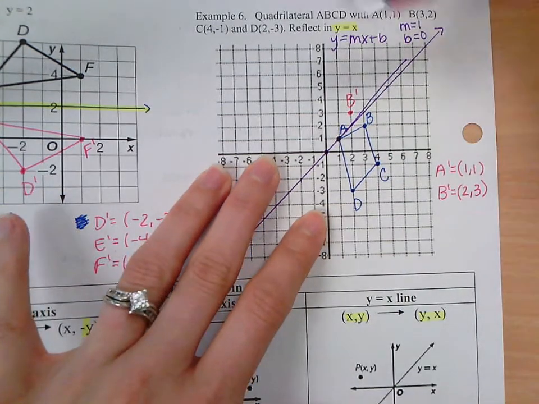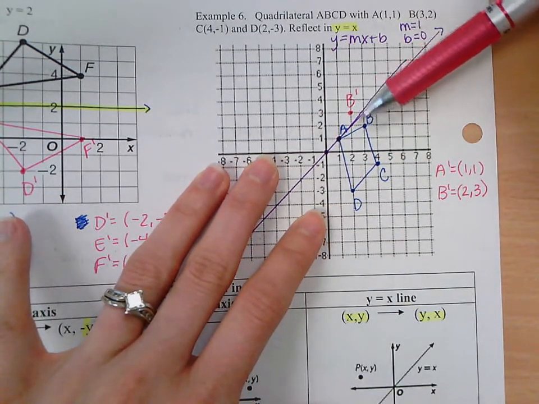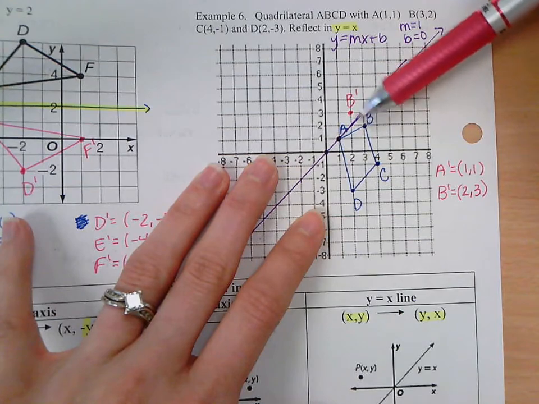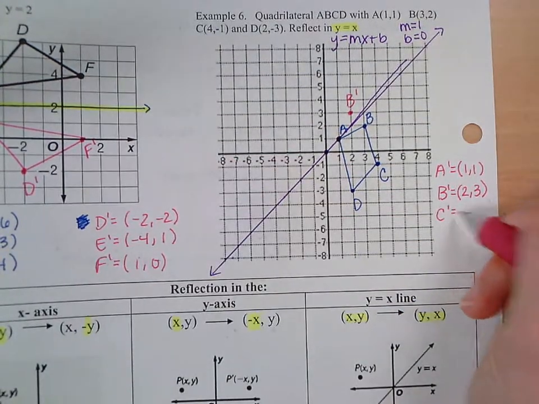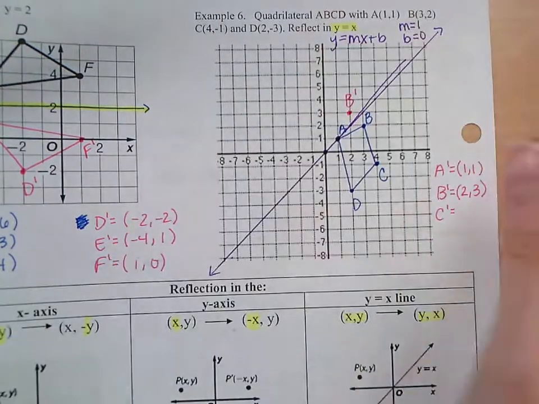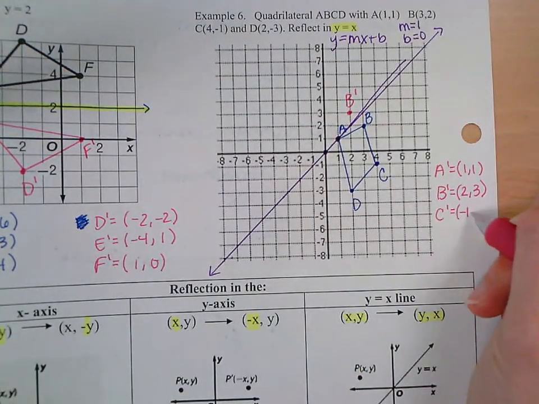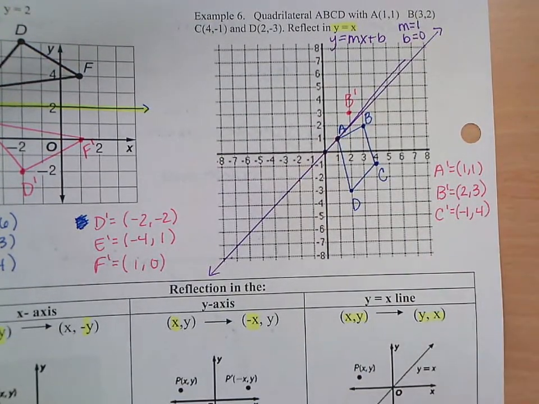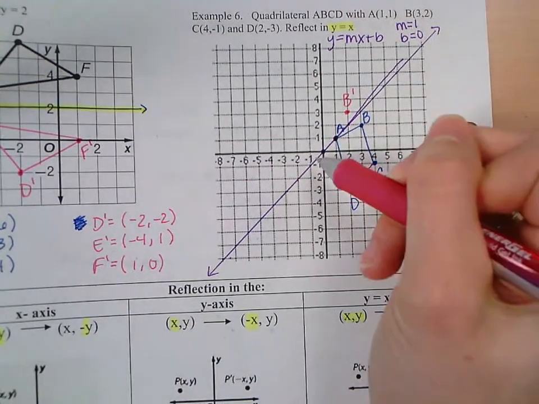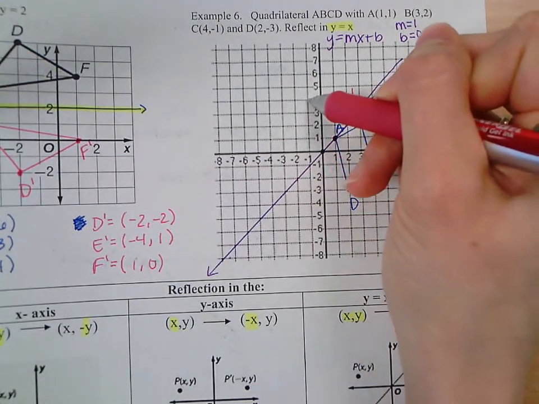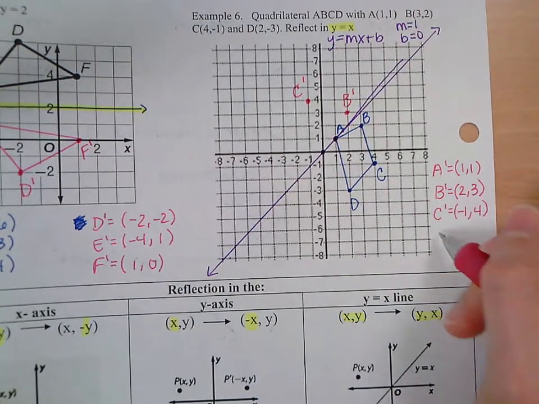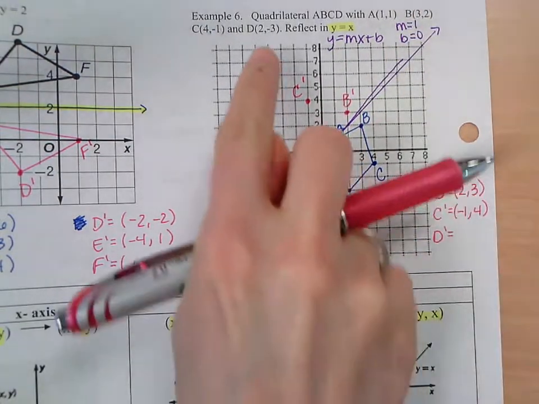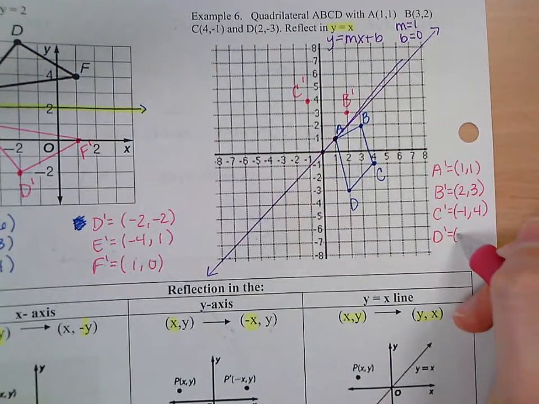And hopefully when you see that, you think, okay, if I reflected B over that line, that makes sense, that's where it would be. And then C prime, if C is 4, negative 1, then C prime is negative 1, 4. Just switch the coordinates. So negative 1, 4 up here, that's C prime. And then D prime, D was 2, negative 3, so this will be negative 3, 2.